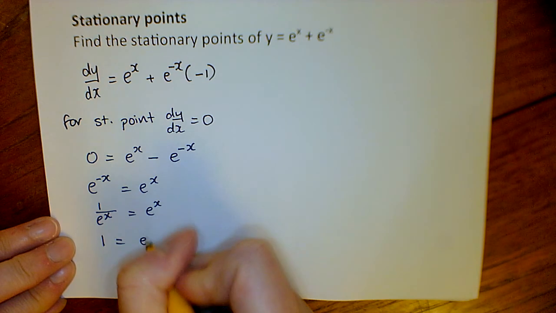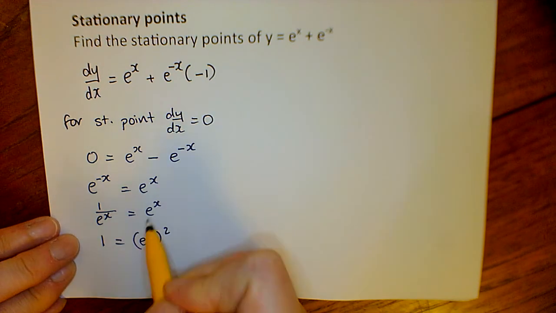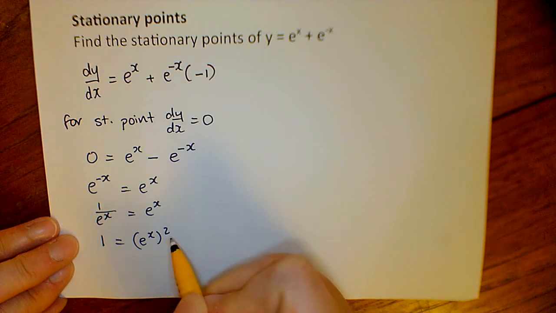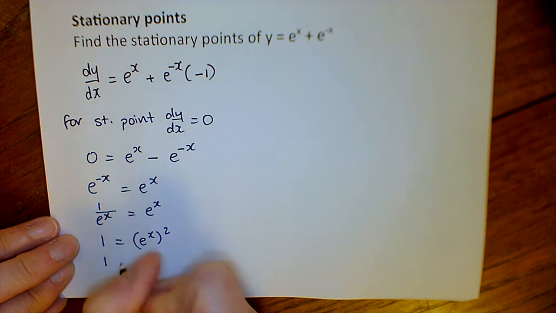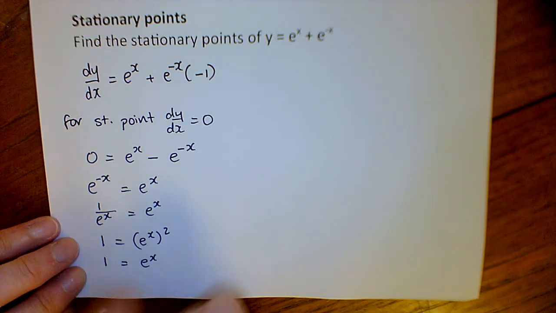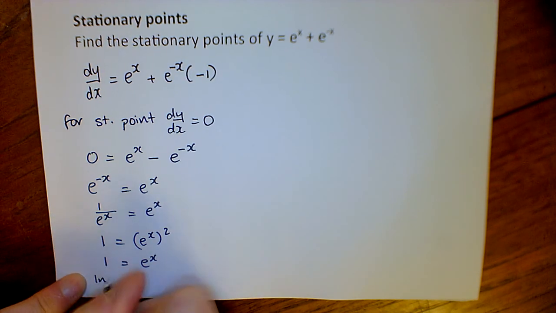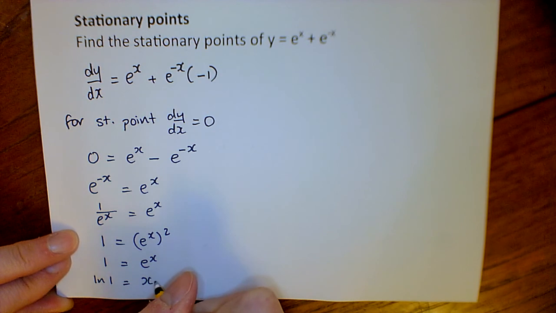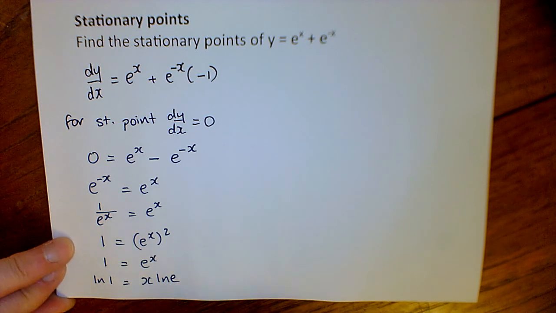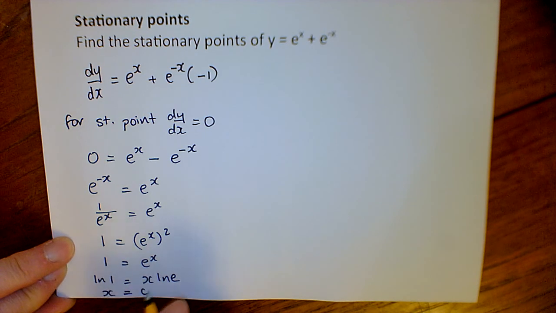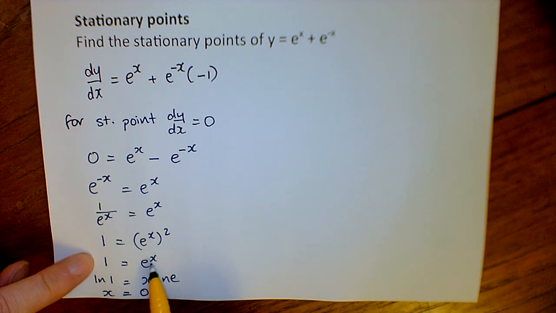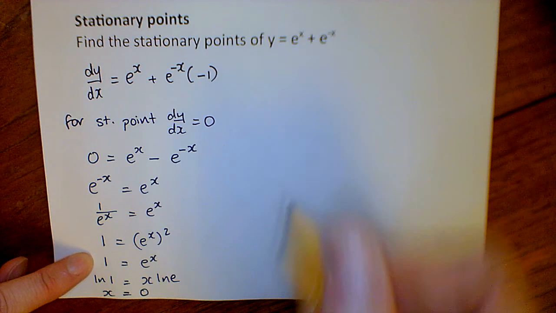Multiply across. You would get e to the x times e to the x, or e to the x squared. So I'm going to take the square root. And then take logs, well, you could take logs at both sides and get log 1 equals x ln e, which you would know ln e is 1 and ln 1 is just 0. Or you could just say, well, e to the power of x is 1, so e to the power of something gives us 1, which you know it has to be 0 then.